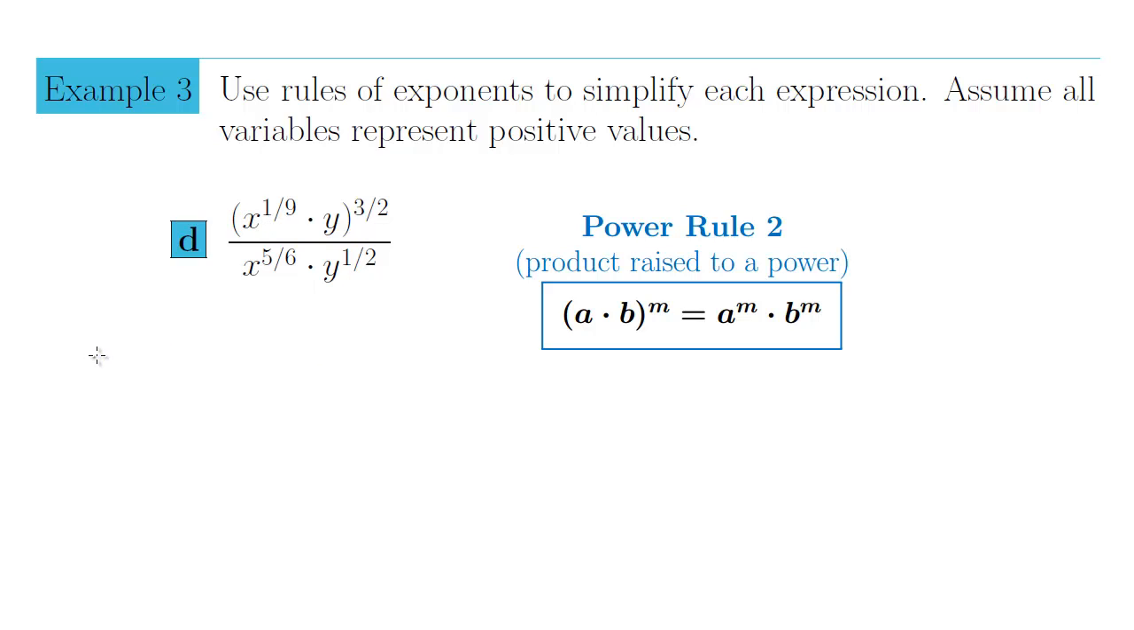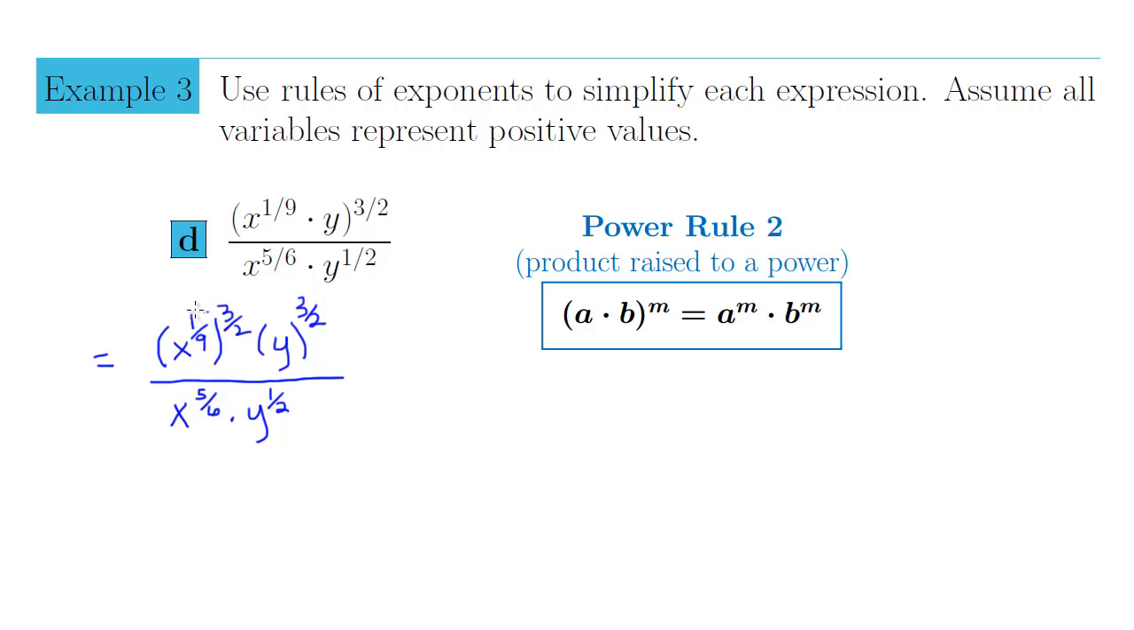That means that we are going to have x raised to the 1/9 raised to the 3/2 power, and y, the other factor, is also raised to the 3/2 power. So that's what power rule number 2 will help us to do. I'll keep the denominator the same and deal with that afterwards. So for now, we've simplified our expression this far.